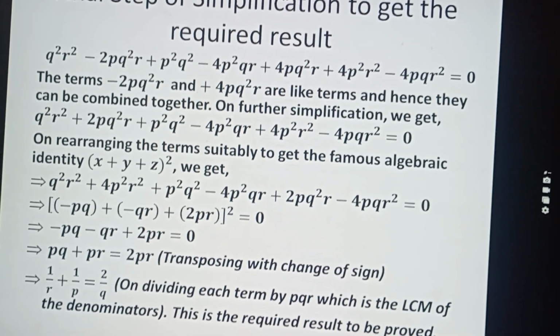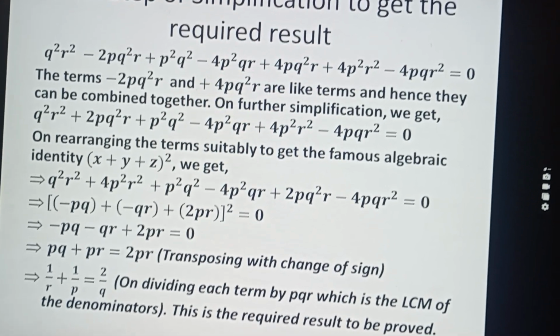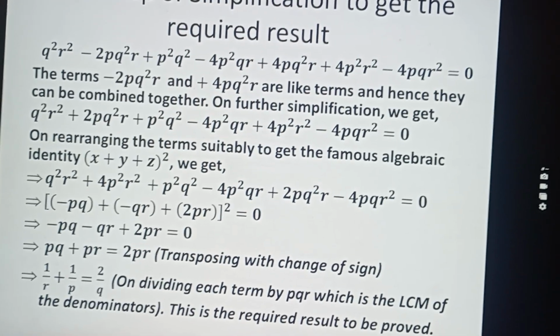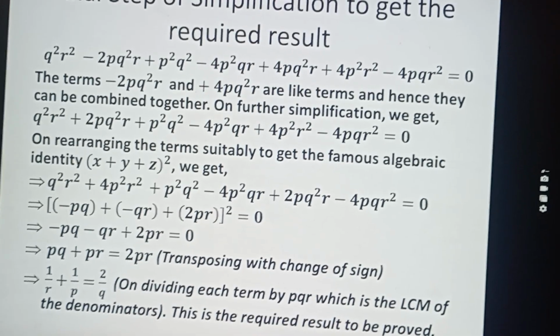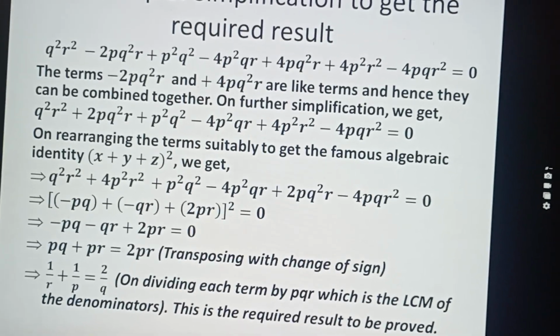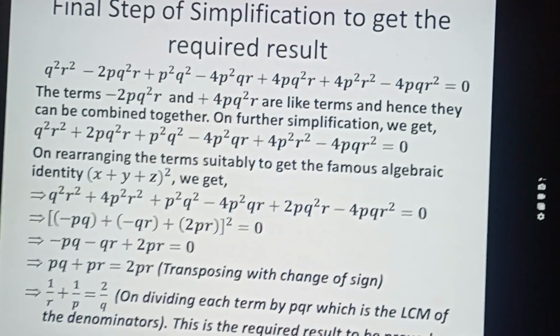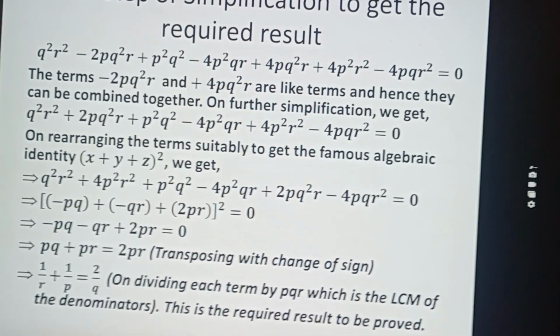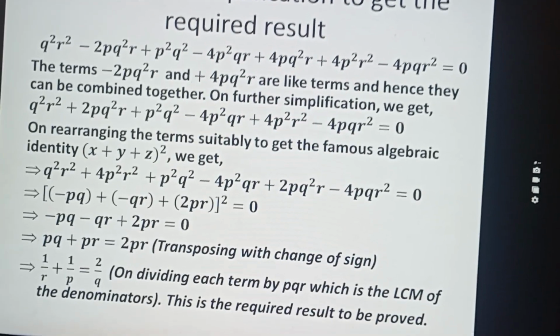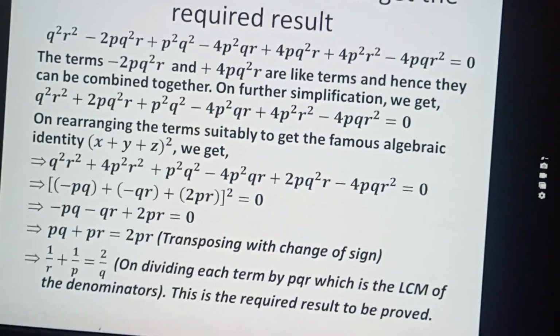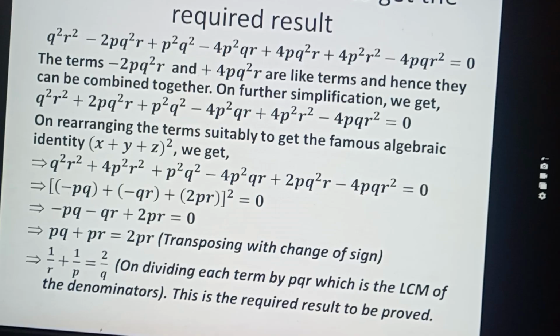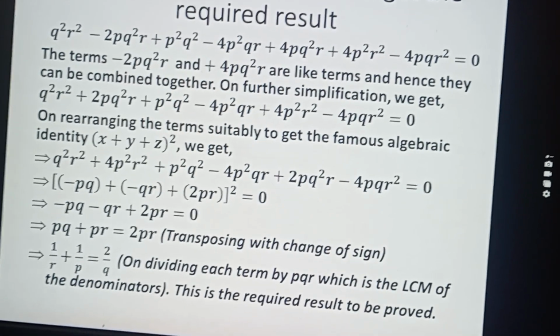plus p squared q squared minus 4p squared. The other terms do not undergo any change, so they remain the same. Further, on rearranging the terms suitably to get the famous algebraic identity x plus y plus z the whole squared.